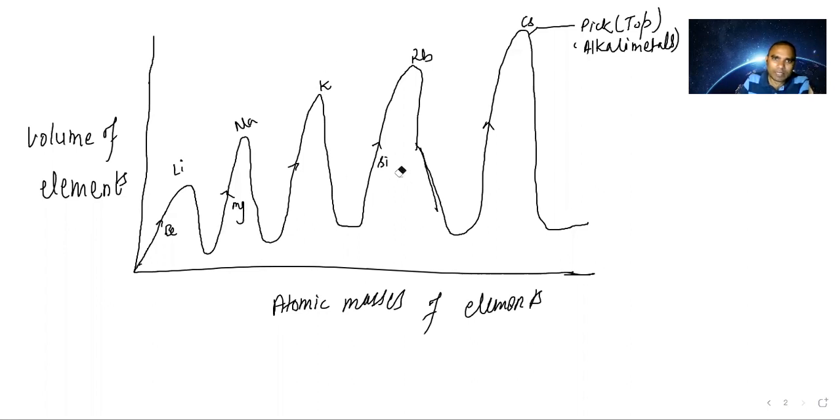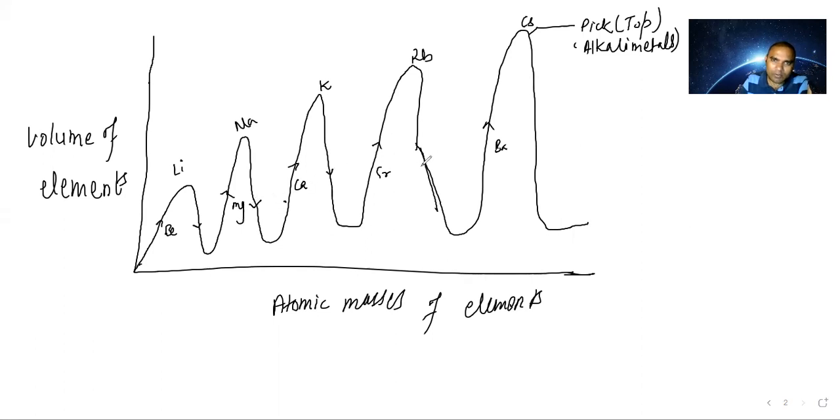Beryllium, magnesium, then calcium will come. Next in the group, calcium, strontium, and this is barium. Next one, descending, coming down. Volume is decreasing.